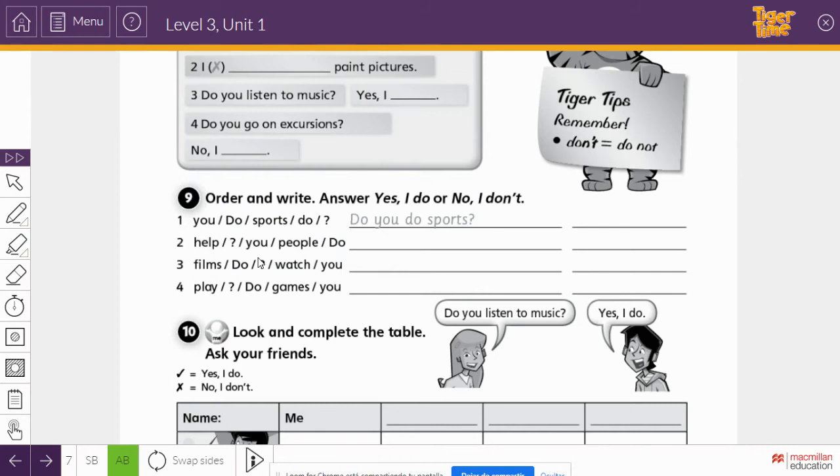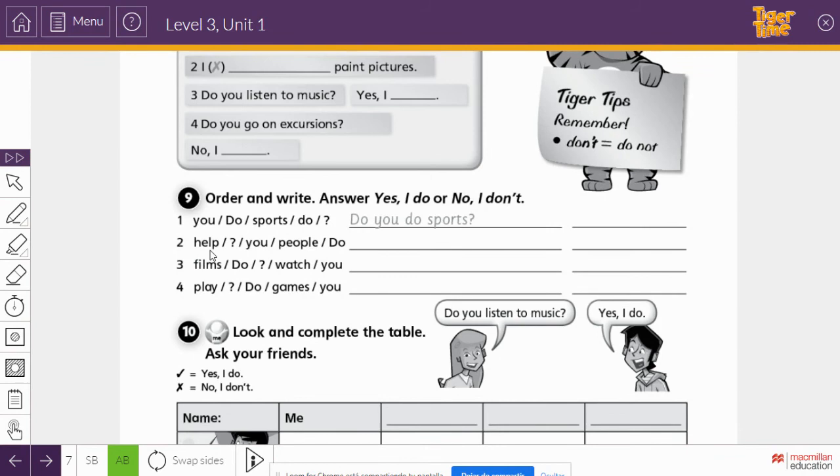Next one, number 9. Order and write. Then you have to answer yes, I do, or no, I don't, according to your opinion, your personal information. For example, you, do, sports, question. ¿Cómo yo hacía la pregunta? Miss Mariana showed us in the PowerPoint presentation cómo empezaba las preguntas. Empezaba, do you do sports? And my answer is, yes, I do, or no, I don't. My personal answer, mi respuesta personal.